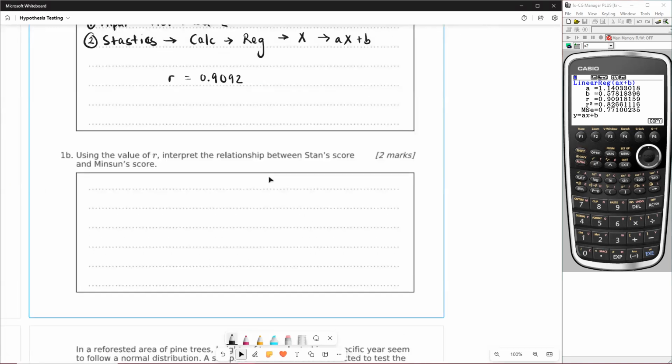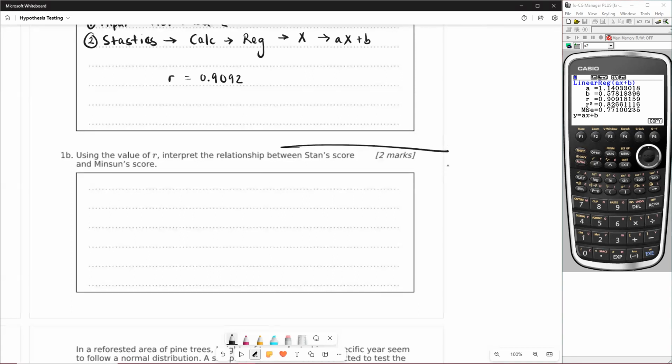Then the next part says, using the value of r, interpret the relationship between Stan's score and Minsoon's score. When you're interpreting correlation, there are keywords that they want to hear. They want to hear, is it weak or is it strong? So this is what the scale looks like. 1 is the extreme on this side, and -1 is the extreme on that side. And if they have no correlation, you get 0. So any number that's really close to -1 or really close to 1 would be strong correlation. Somewhere around 0.7, and that would be a strong correlation.